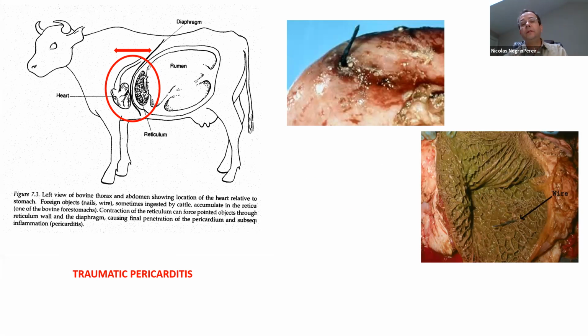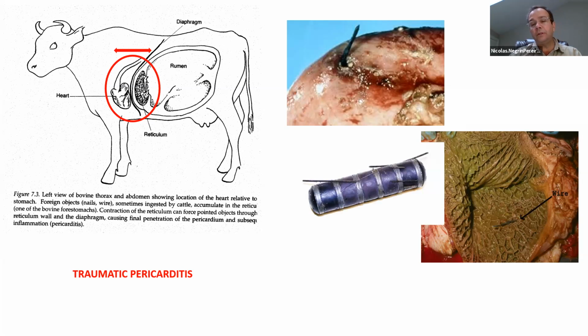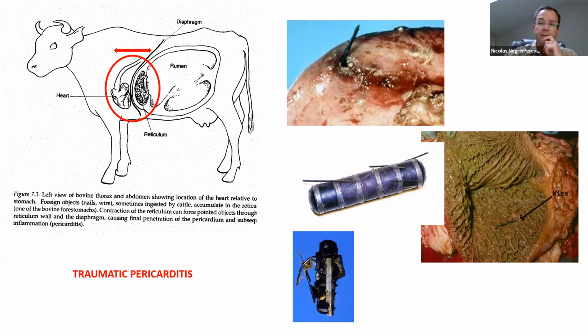And how can we solve this problem? Well, there is a very smart solution for that, which is using a bolus gun, forcing the animal to ingest a magnet with the shape of a bolus, and then all the small pieces of wire which could potentially perforate the walls of the reticulum will stick to the magnet, and that will prevent any further problem. And of course, the magnet will be inside the reticulum for the whole life of the animal, but it doesn't interfere with any digestive process, and of course will prevent a lot of deaths.